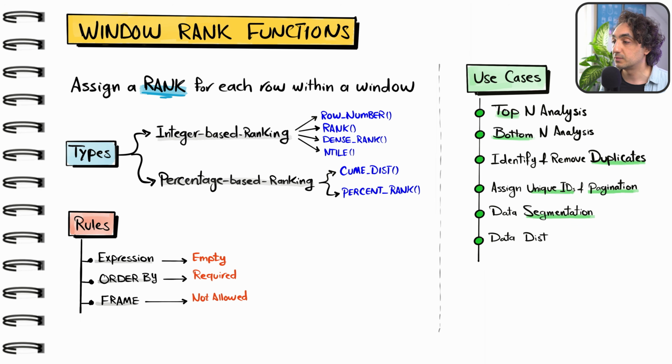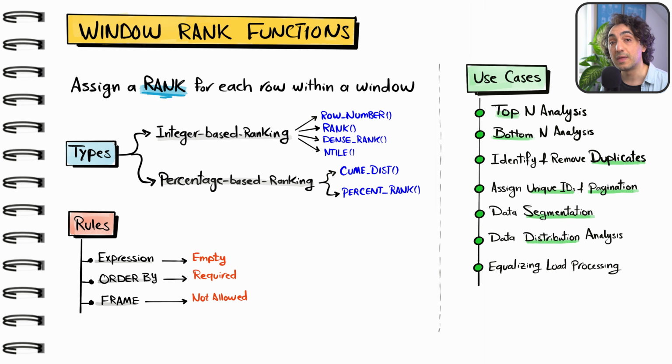And another use case, we can do data distribution analysis. As we learned, we can use the CUME_DIST in order to understand the data distributions of our data points compared to the overall. And the last use case, it's more for data engineering. We can use the NTILE function in order to equalize the loading process of our ETLs. So as you can see, there are many use cases for the ranking functions. Alright, so with that you have learned how to rank your data using 6 different SQL window functions and their use cases. They are amazing for data analytics.